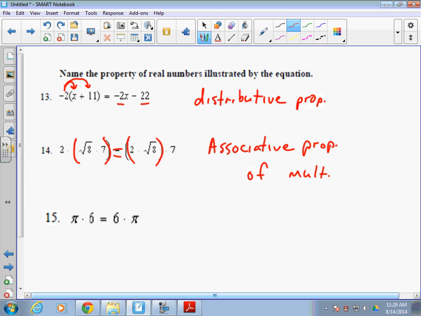Number 15 says pi times 6 equals 6 times pi. Again, nothing's changing except the order of these two. They're commuting from one part of the problem to another part of the problem. The first term pi and the second term 6 are switching. They're flipping and they're changing areas. They're commuting. This is the commutative property, and again of multiplication.